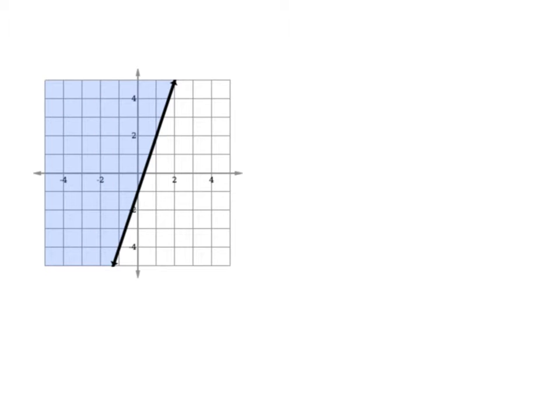So we want to take a look at a few more examples of writing inequalities if I'm given a graph. The first thing I need to identify is my y-intercept. Where does it cross the y-axis? And that would be, for this example, at -1.